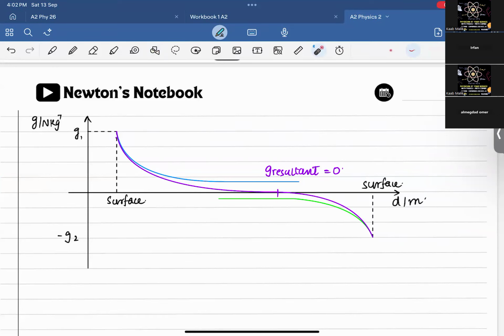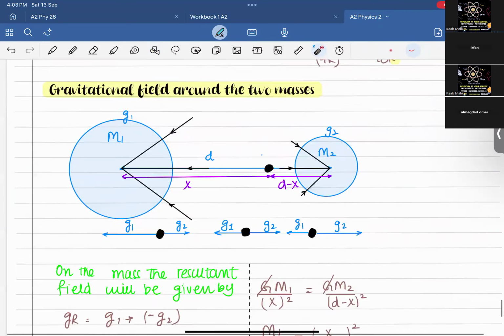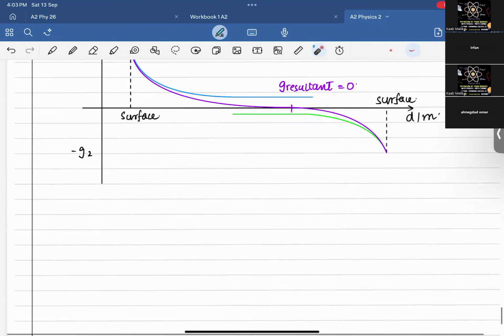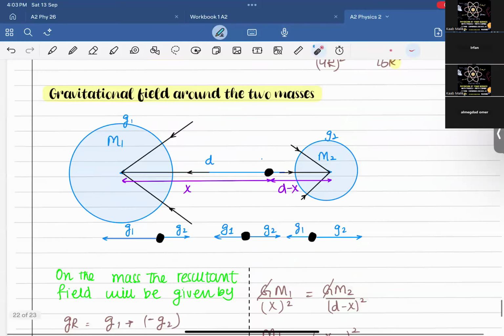Okay, so this is the gravitational field strength. The blue one is for M1, and the green one is for M2. And the purple one is the resultant graph of both of the fields in between the path. So they mainly ask you to draw or to sketch the graph. Is that clear, guys? Any problem? Okay.